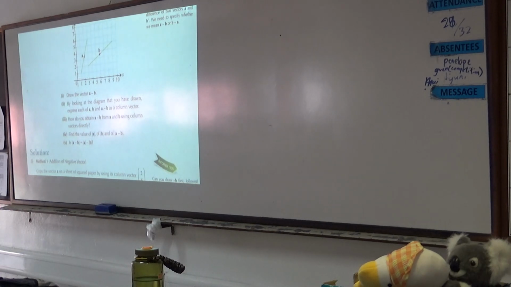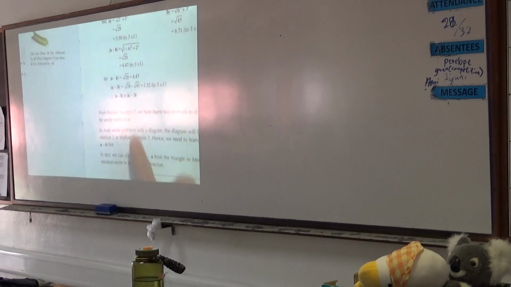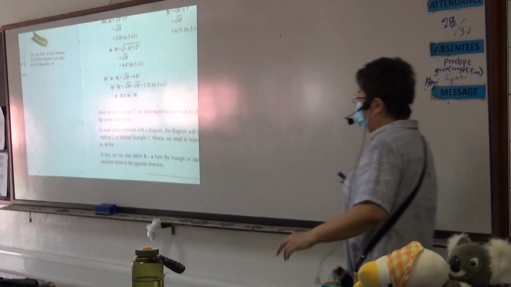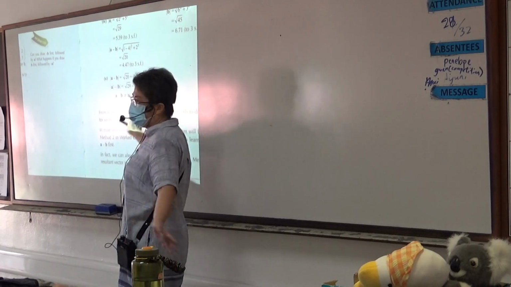Okay, next one. Find the value of magnitude A, magnitude B, and magnitude A minus B. Are they equal? Of course, they will not be equal. Just like the addition one. Do you understand? Okay. Now, let's take a look at this conclusion on the next page. Magnitude of A minus B is not equal to magnitude of A minus magnitude of B.